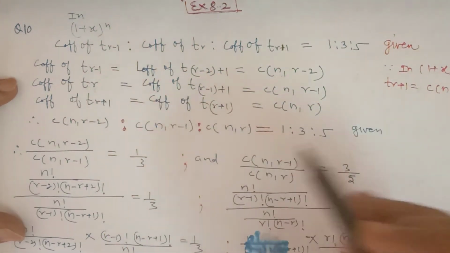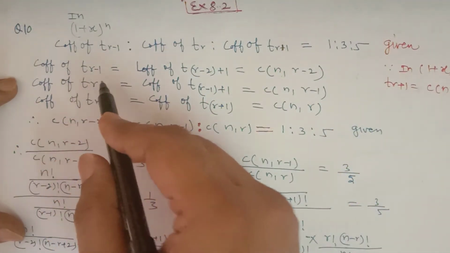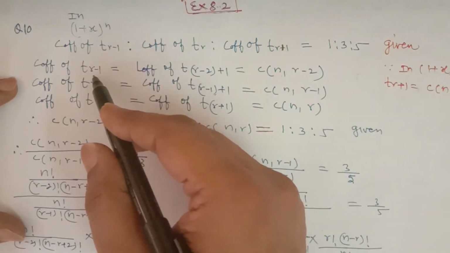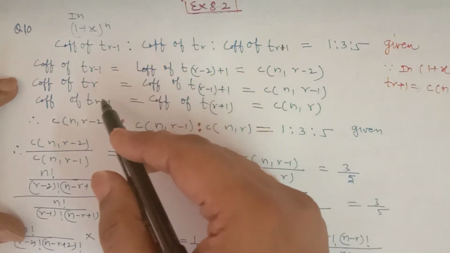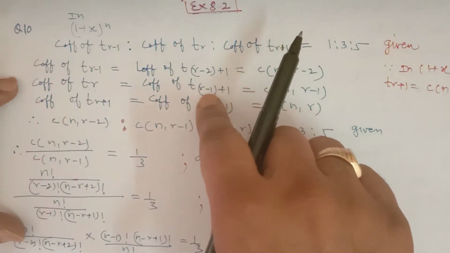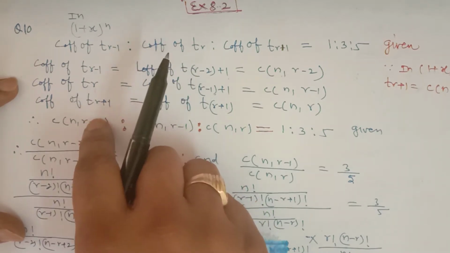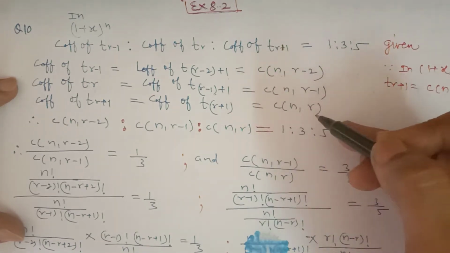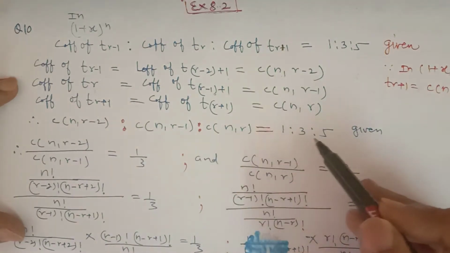So like this you can easily find the coefficient of any term. Always write in the form r+1, so you will get the value of r. For the (r-1)th term, r will be r-2. For the rth term, you can write (r-1)+1, so the value of r here will be r-1. For the (r+1)th term, it is already in the form r+1, so the value of r here is r. So their coefficients will be nC(r-2), nC(r-1), nCr, where n is n itself, and it is given the ratio of these three coefficients is 1 : 3 : 5.